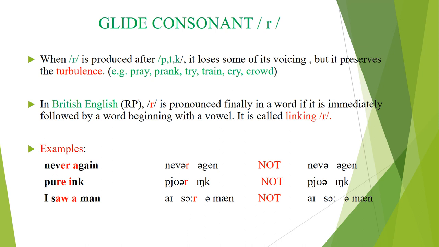And in the third example, I saw a man, the word saw ends with a vowel, and it is followed by an article a, which is a vowel. So we have two vowels following each other, therefore we insert a ra. So we say, I saw-r-a man, instead of I saw a man. It is not possible. It is not allowed. So we say, I saw-r-a man.